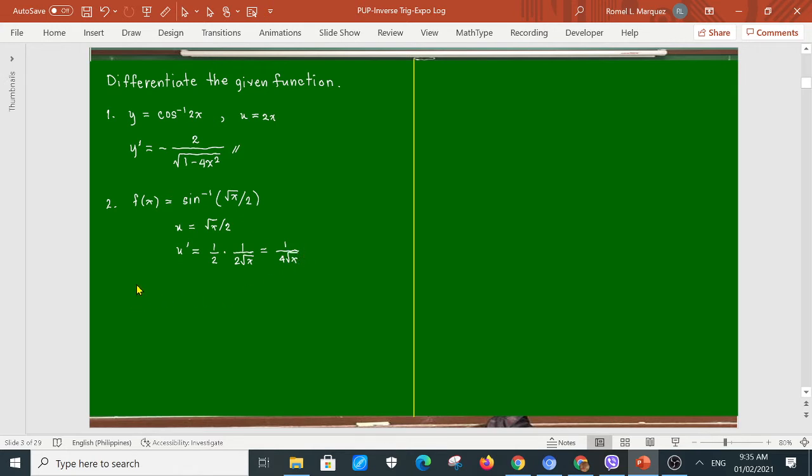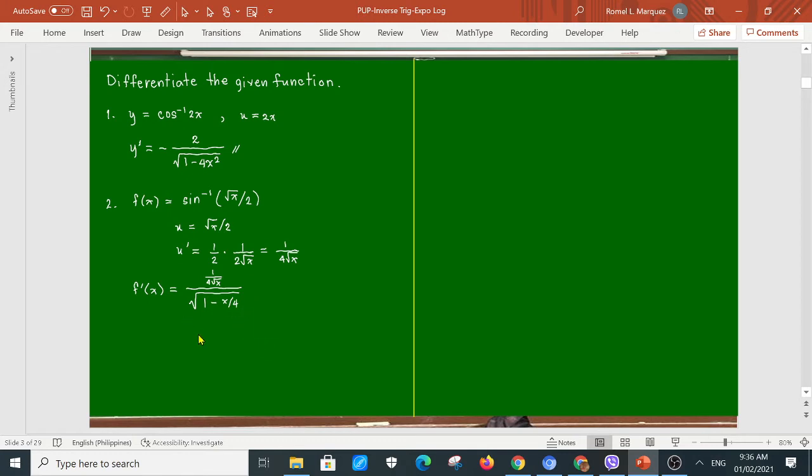Okay? So, what is now the derivative of f? So, that is f prime is equal to the derivative of u. The derivative of u, this is square root of x over 2, is 1 over 4 square root of x, over square root of 1 minus square of u. But what is the square of radical x over 2? That is x over 4 when we square.